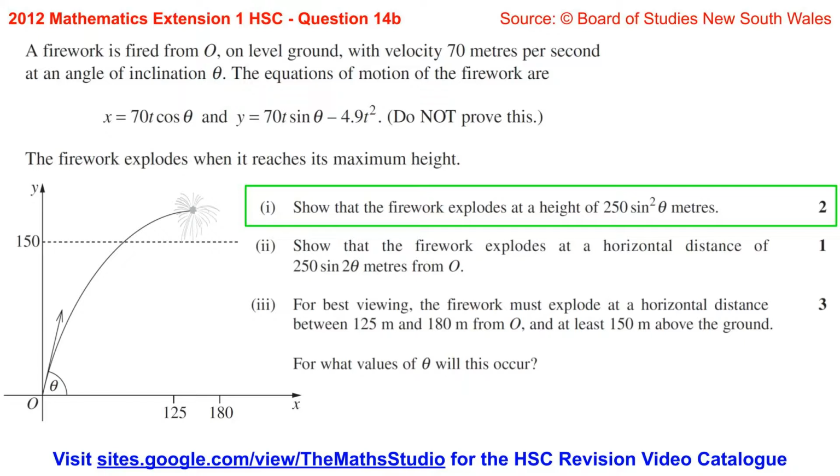Question 14b. A firework is fired from the origin O on level ground with velocity 70 meters per second at an angle of inclination theta. The equations of motion of the firework are x equals 70t cos theta and y equals 70t sin theta minus 4.9t squared. Do not prove this. The firework explodes when it reaches its maximum height. Part 1. Show that the firework explodes at a height of 250 sine squared theta meters.